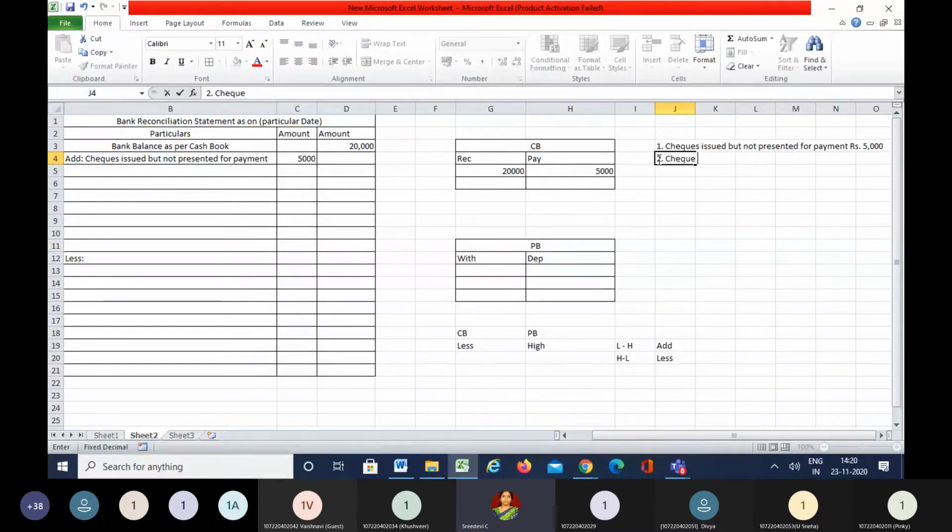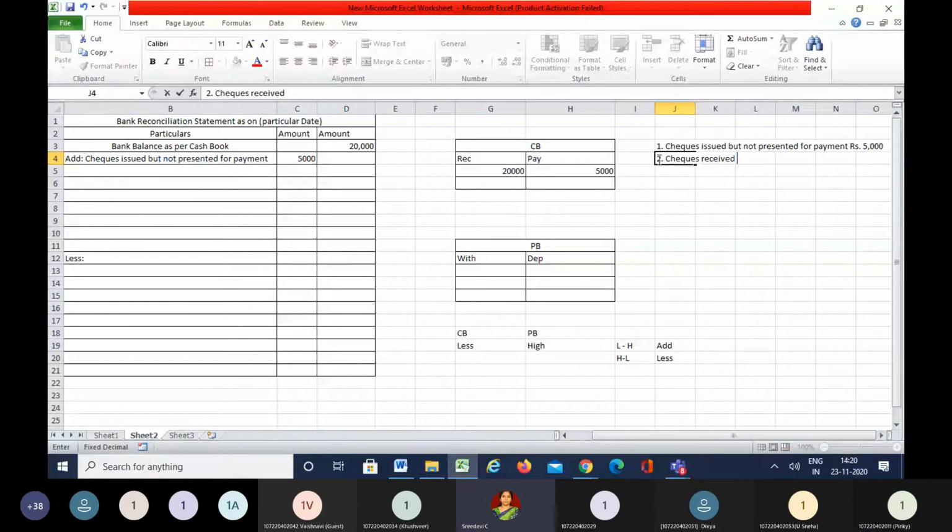Checks received. Where do we write when you receive the checks first? We write it in the passbook. Receipt side. We write it in the receipt side of the cash book.